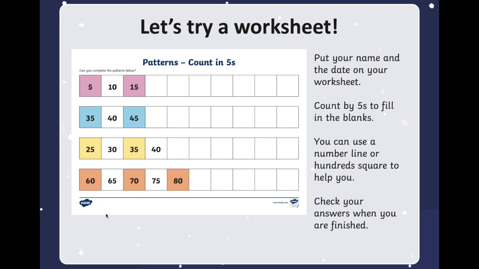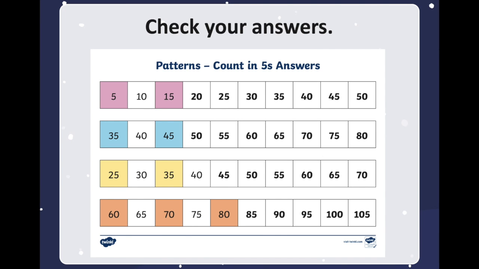Okay, now that you've finished this worksheet, you can see that when we count in 5s, there is a pattern. It goes 5, 0, 5, 0. The numbers are ending in 5, then ending in 0, then ending in 5, and ending in 0. And this is the pattern when we count by 5s. Well done, everyone. Okay, everyone, now you can pause the video to check your answers.